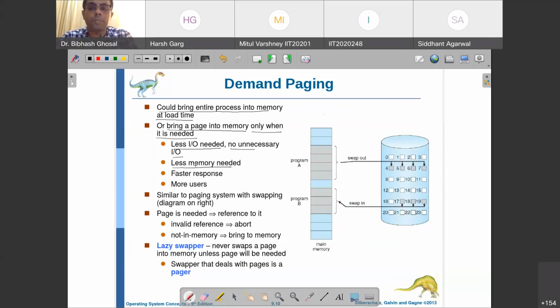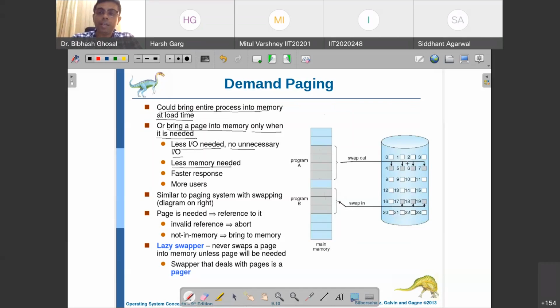2 pages in the physical memory for a particular process, 2, 3, depending on how many you are keeping at a particular point of time. For example, process or program A is bringing in 1, 2, 3, 4. That is page number 4, 5, 6, and 7. It has moved out and it has brought in 17, 18, 19, 20. It has brought in 3 pages.